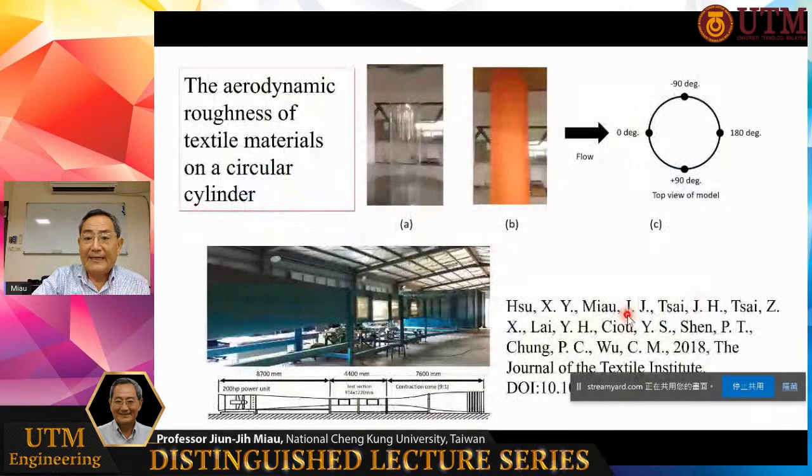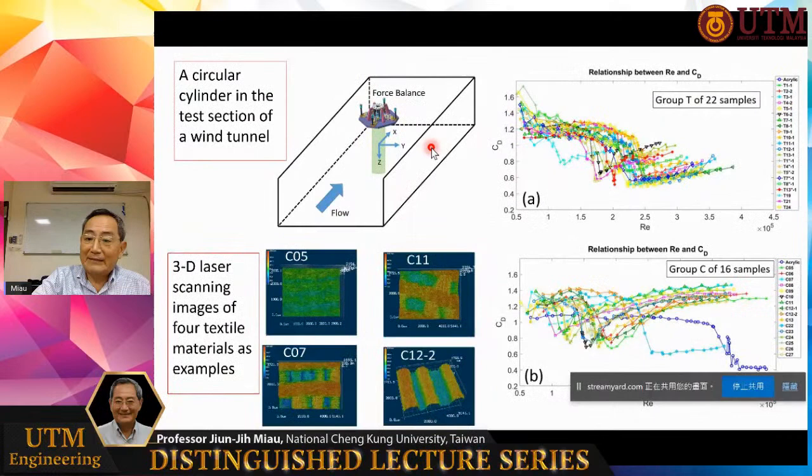Later on, we performed the experiment in another wind tunnel, a smaller one, 0.9 meter by 1.2 meter in cross section. We are able to put a circular cylinder of around 0.3 meters in it. On this circular cylinder, we put some textile material, which means we put some cloth on it, to see how this textile roughness affects the critical transition phenomenon. We tried 38 samples of textile with different roughness, and these are the data obtained.